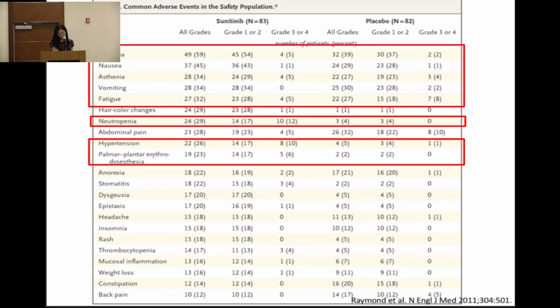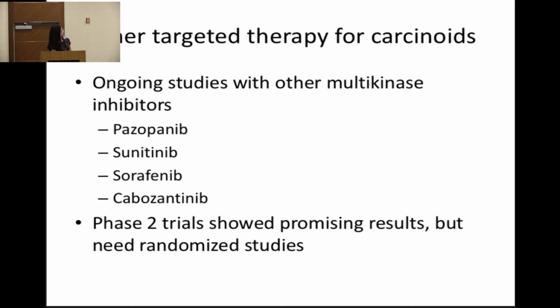So again, this is a difficult drug to tolerate with a lot of side effects, diarrhea, nausea, fatigue, but also potential for hand-foot reaction and neutropenia. So there are ongoing studies for target therapy in carcinoids. Some of the ongoing studies include some of these drugs listed here. They're mostly multi-kinase inhibitors. There are some phase 2 trials showing benefit, but of course we will need to wait for the randomized phase 3 trials.